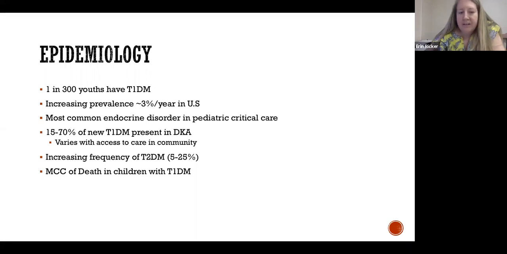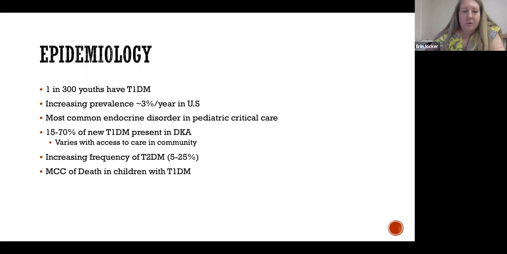This will vary a little bit depending on the access to care in your community, as well as the education level of the community and their awareness level. Obviously, those who are less educated will let symptoms go longer. If they don't have great access to care, they tend to be more likely to present in DKA as well. We're also seeing an increased frequency of type 2 diabetes presenting in DKA, anywhere from 5 to 25%. So that's also increasing our incidence of diabetic ketoacidosis in children.